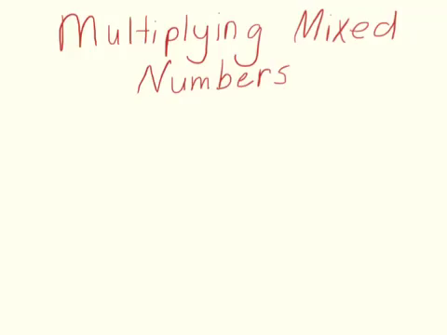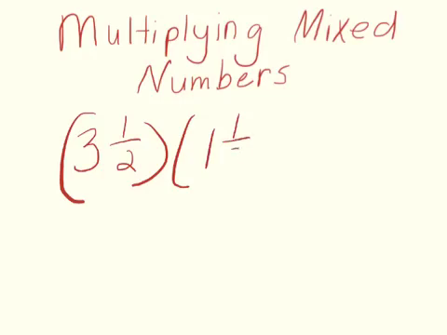Okay, so in this lesson we're going to learn how to multiply mixed numbers together. So an example of this would be 3 1/2 times 1 1/2. And in order to multiply these numbers together, we first have to turn them into improper fractions.